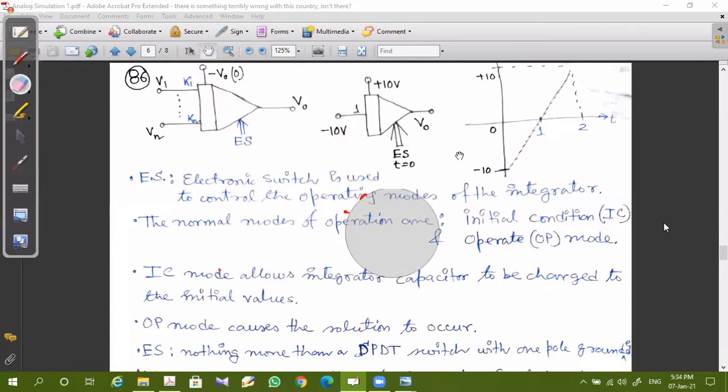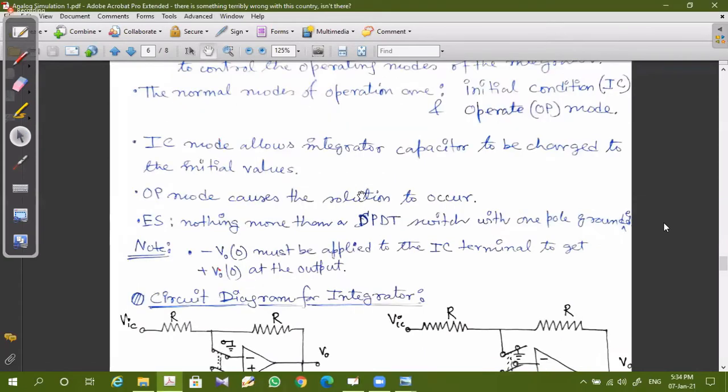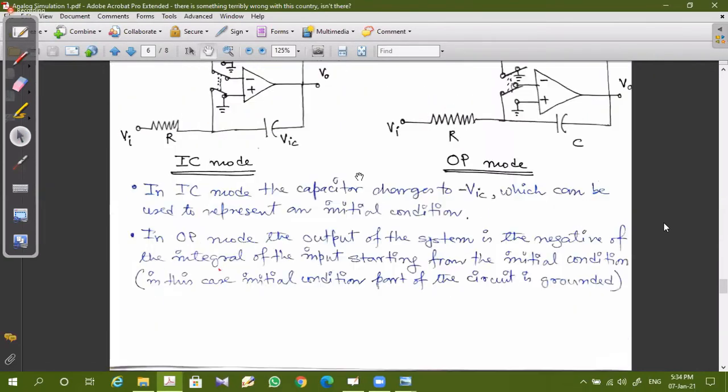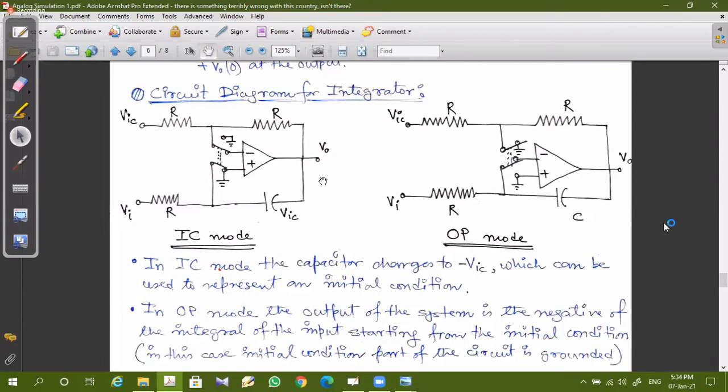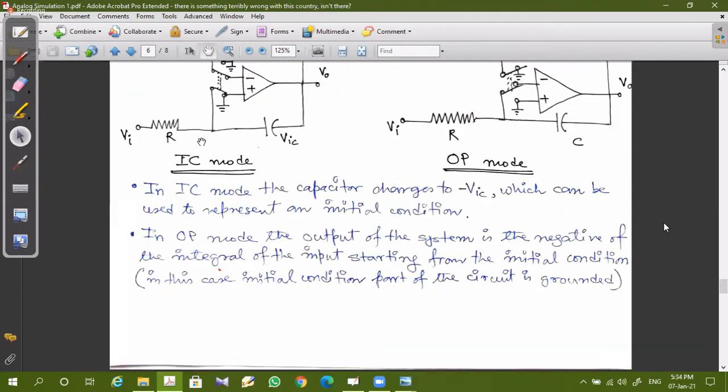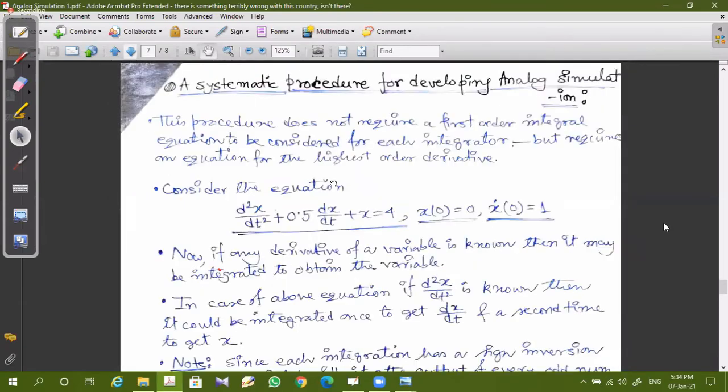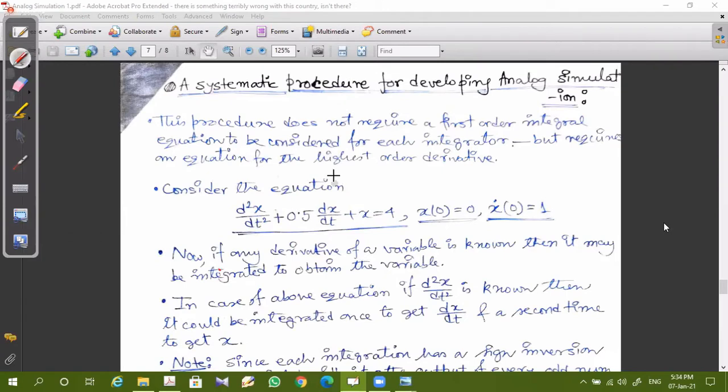So now, with this brief introduction to all the components that we'll be using, I will discuss this in the next class after showing you the actual figures of the results. Now, a systematic procedure for developing analog simulation. Let us consider an example, right? So what we have here is a differential equation, right? With say initial conditions. These are two initial conditions.